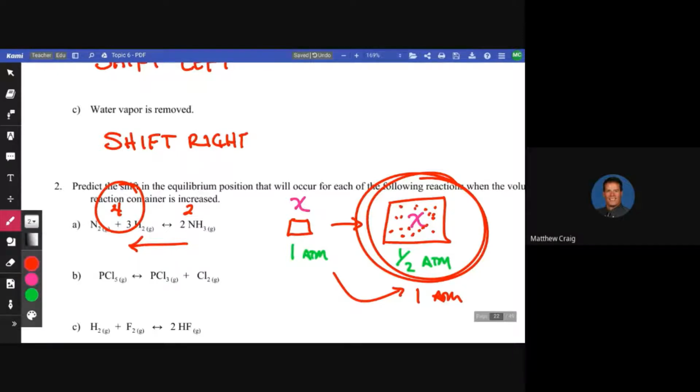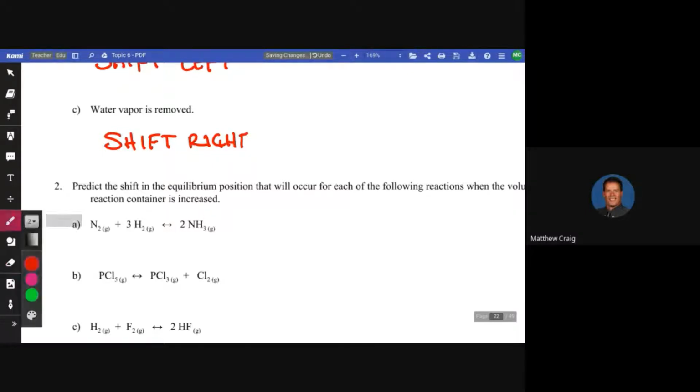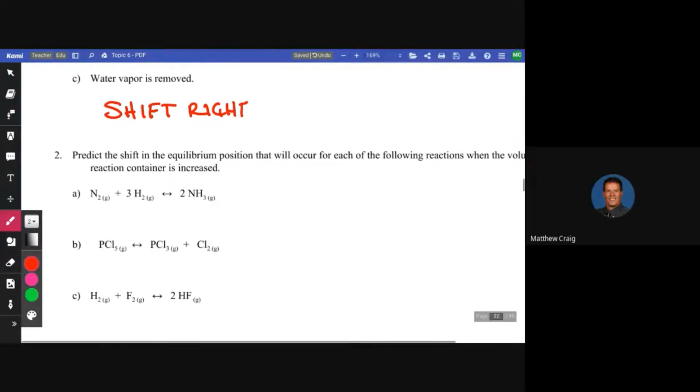Now, I had somebody ask earlier, well, if you do that, will your concentrations for your reactants be the same? Oh, no, they will not be the same. They'll actually be greater. And the concentrations for the product should be lower. But again, it's all about partial pressures. So that's what we're trying to focus on here. And it's a ratio. It's a ratio of those partial pressures.